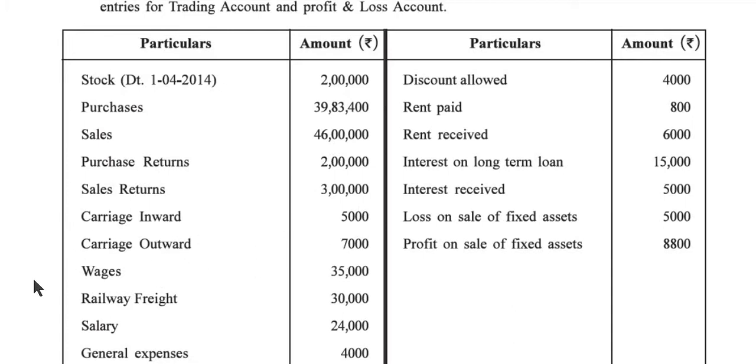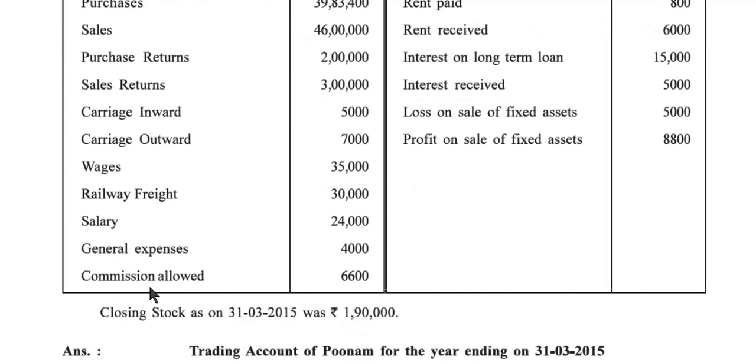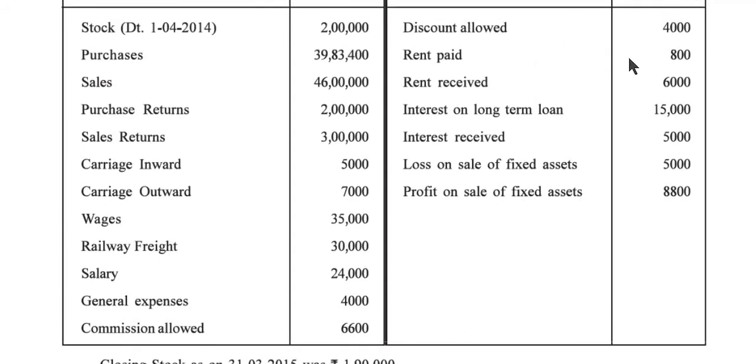Carriage outward 7,000. Wages 35,000. Railway freight 30,000. Salary 24,000. General expense 4,000. Commission allowed 6,600. Discount allowed 4,000. Rent paid 800. Rent received 6,000. Interest on long-term loan 15,000. Interest received 5,000. Loss on sale of fixed asset 5,000. Profit on sale of fixed asset 8,800.